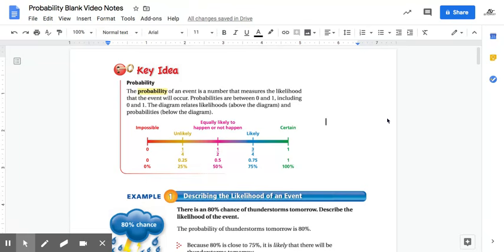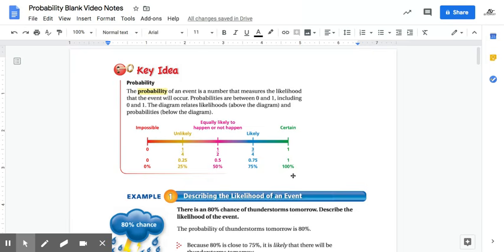Today we are going to be describing the likelihood of an event and actually calculating the probabilities of events. The probability of an event is a number that measures the likelihood that an event will occur. So probability is just a number. Now, probabilities are between 0 and 1.